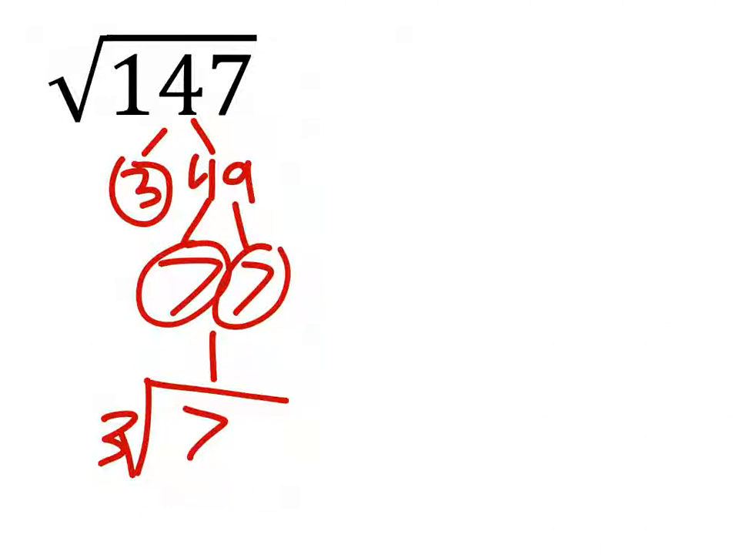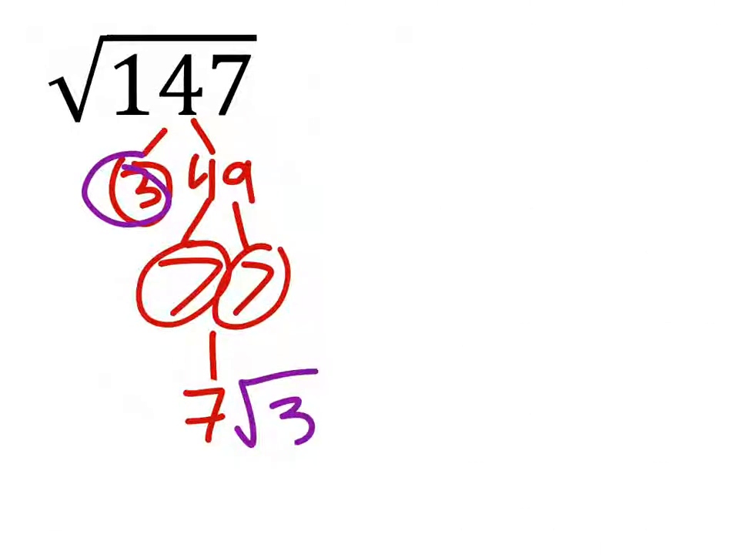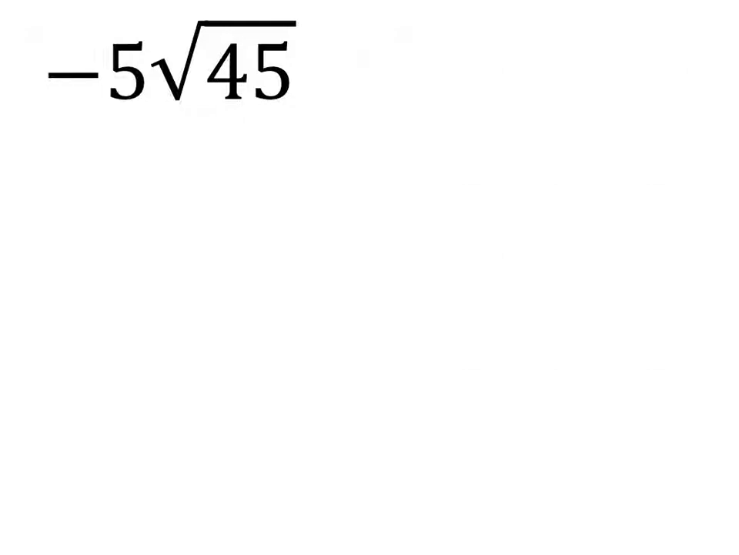Now hold on, on this one it's the other way around. So the 7 comes out of the square root. So this 7 gets pulled out, and this 3 is going to stay in the square root. That's the only difference on that.